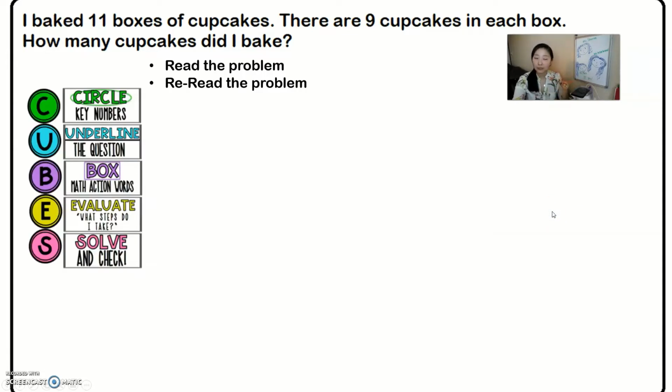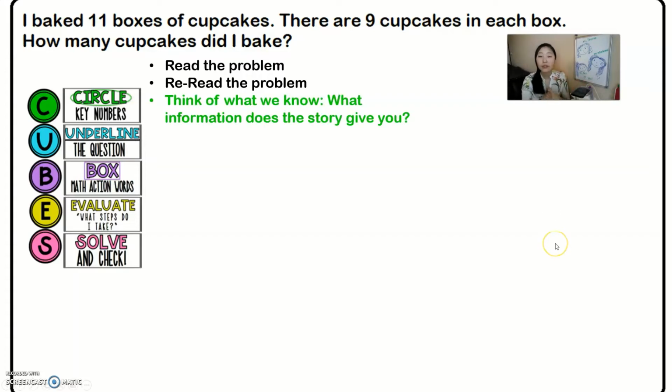Now I'm going to pull this back up again, and it's the cubes. So remember, you're circling the key numbers and the units. Underline the question, box the math action words, and you're going to think about what you're supposed to be doing, and then you're going to solve and then check. This is exactly the method that we're going through. So let's start with RC. Think of what you know.